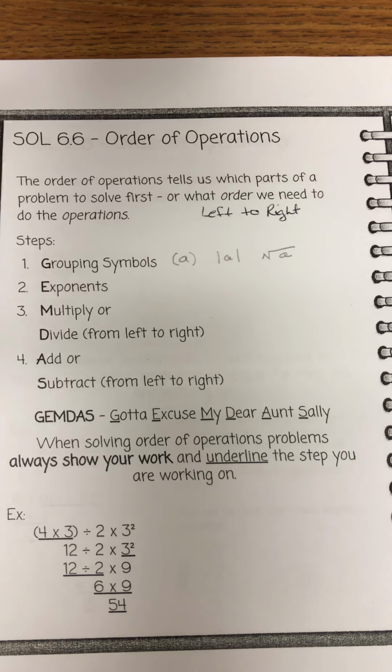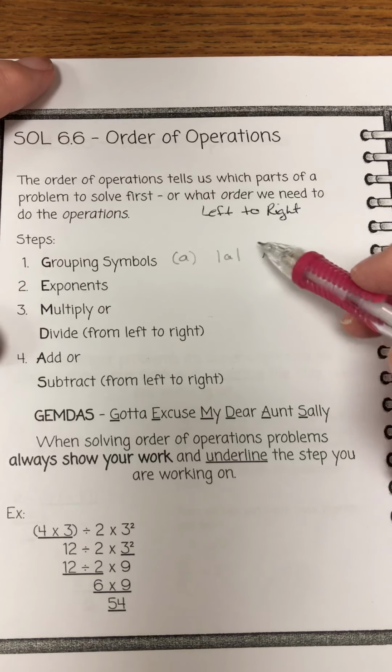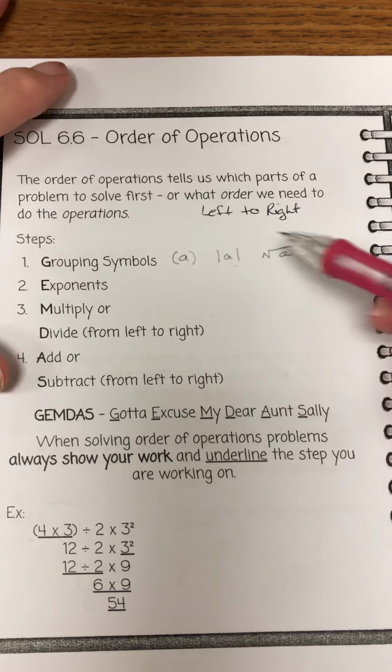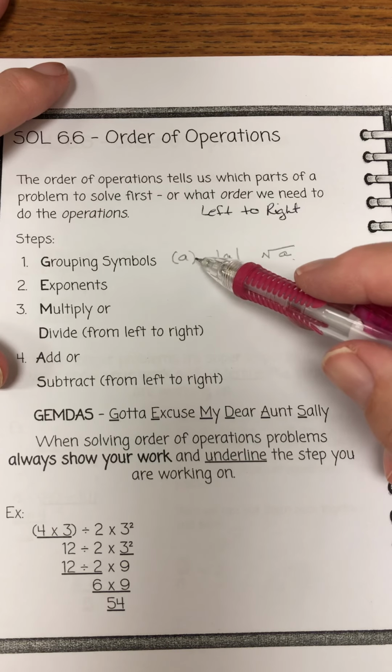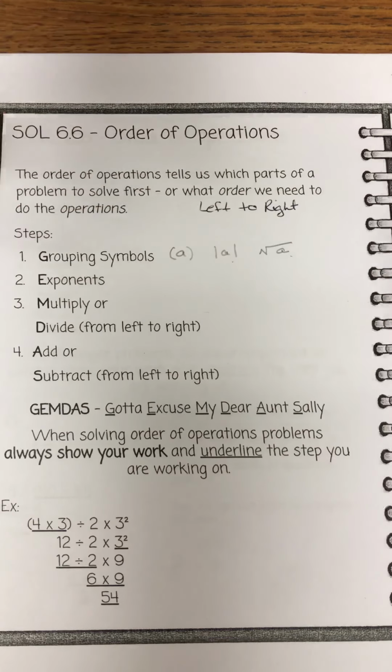Well, PEMDAS we can't use anymore because we have learned other grouping symbols like the absolute value, and we've learned the square root symbol. But parentheses is still that, so you kind of have a little bit more variety. And then, of course, you know to do exponents, multiply and divide, and then add and subtract.